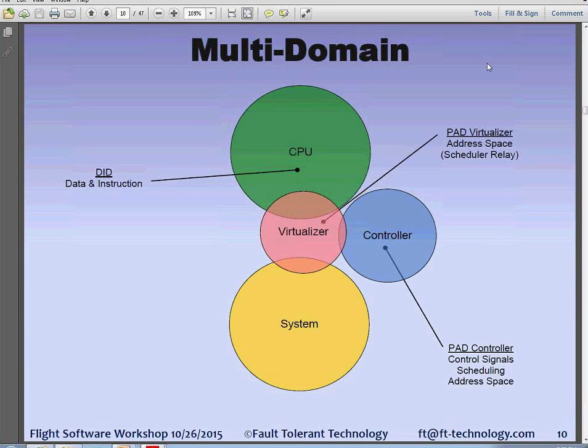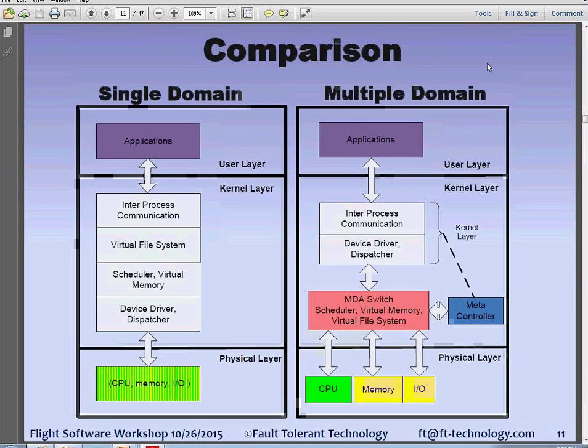The DID talks to the system, but it does it through a virtualization switch. And it is controlled by what I call a meta-controller. And so that controls all the process scheduling, and then it virtualizes the address to the CPU. So the CPU is just happily getting data to and from the system, but it really doesn't know where the data really resides. Where it really resides is controlled by the path.